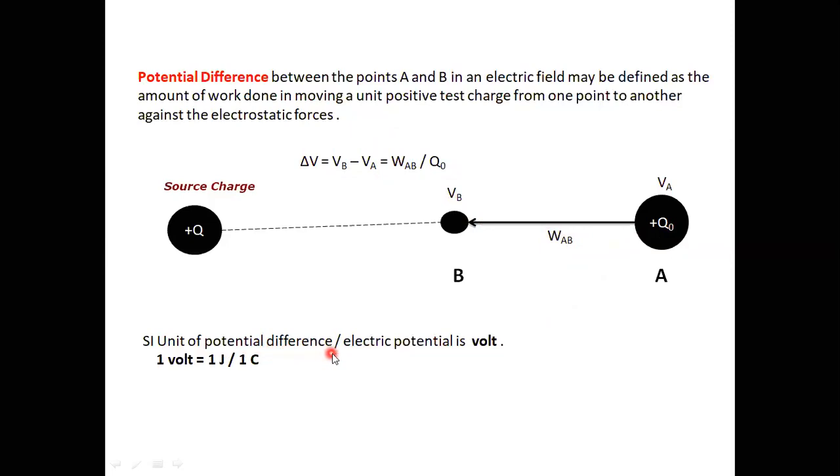The SI unit of potential difference or electric potential is the volt. You have studied these things in class 10. This is the definition of 1 volt: 1 joule per 1 coulomb. 1 volt is the work done by a charge of 1 coulomb when the work done value is 1 joule. When you divide that 1 joule by that 1 coulomb, you get 1 volt. We studied that in class 10.